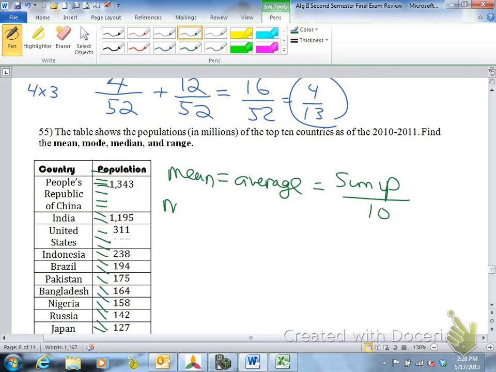To find the mode, the mode is the number that occurs most often, which in this case, none of these numbers repeat. They are all just 1, so there's no mode.